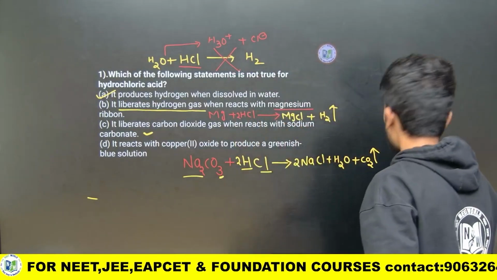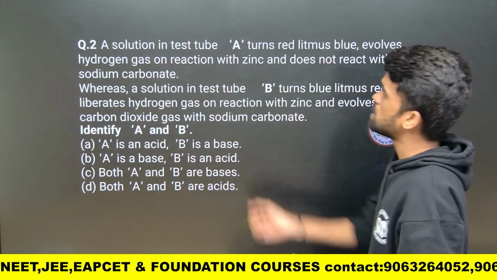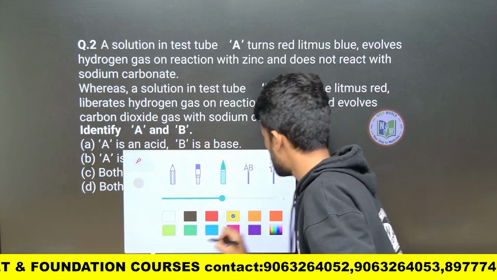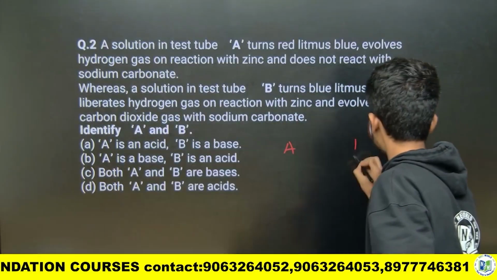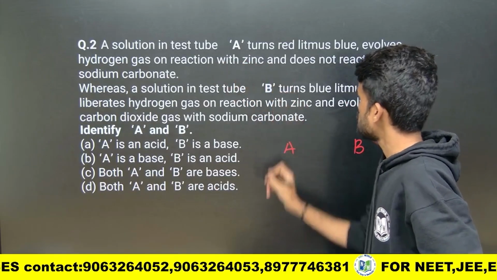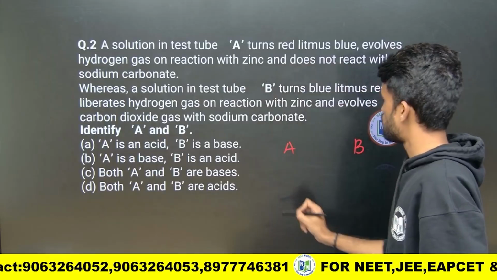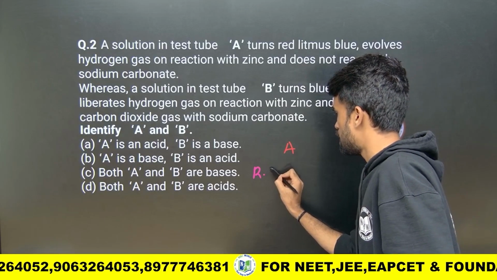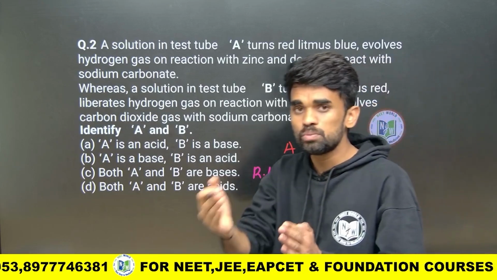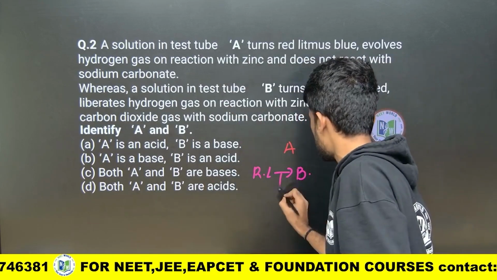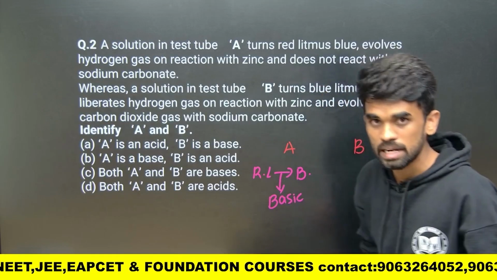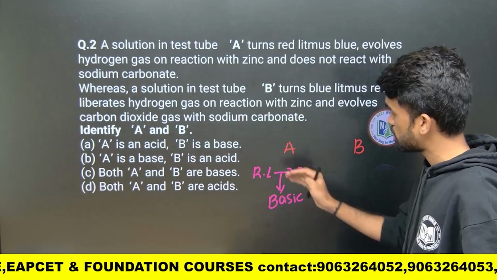Now let us go with the other question. Here we have question number 2. A solution in test tube A. So take test tube A here and test tube B here. We have these 2 test tubes. See, in test tube A the solution turns red litmus to blue. So we are converting red litmus into blue. Red litmus converting into blue means that will be a basic solution, right? So it is a basic solution, we can understand. And we need to verify this with other data also.